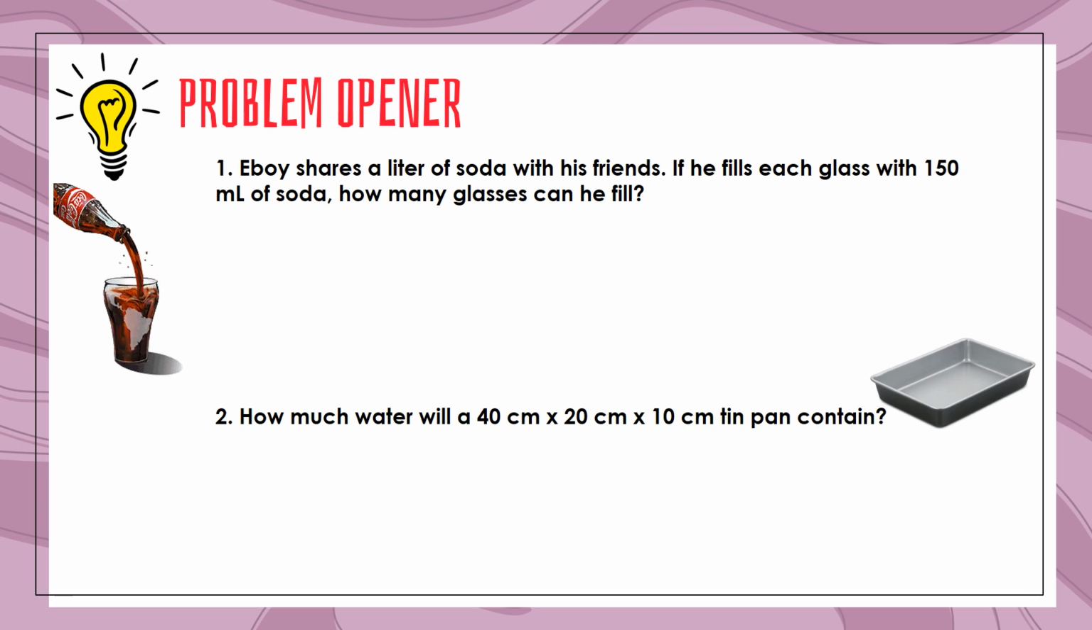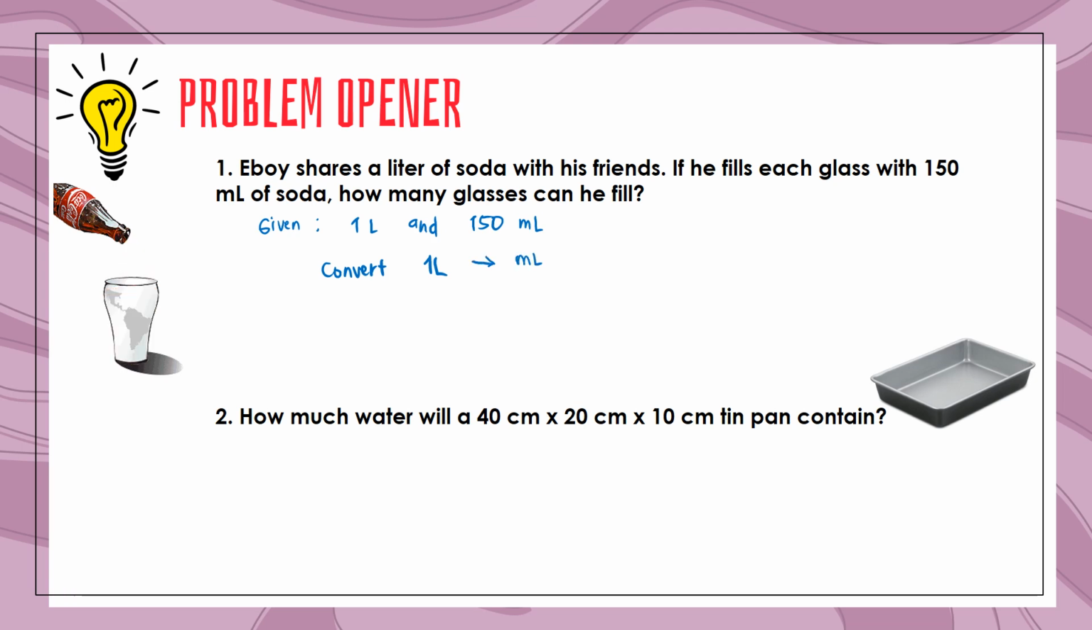So just like the previous example, to answer this one, we need to convert one unit to another for them to have same unit. So let's write the given first. We got a liter of soda, meaning that is 1 liter. And then another one, 150 milliliters. Okay. So, again, we need to convert 1 liter into milliliters.